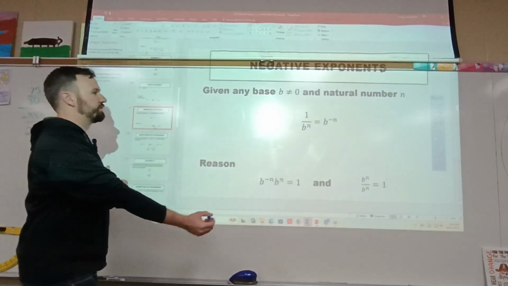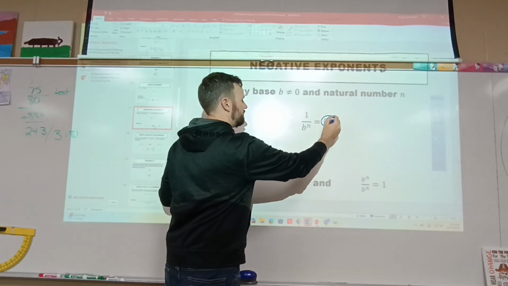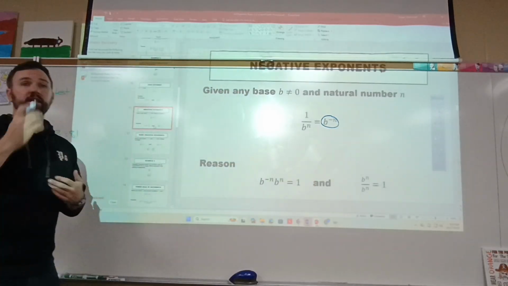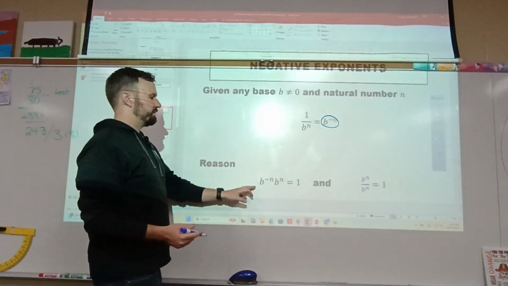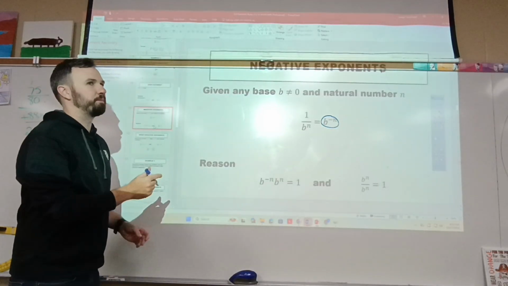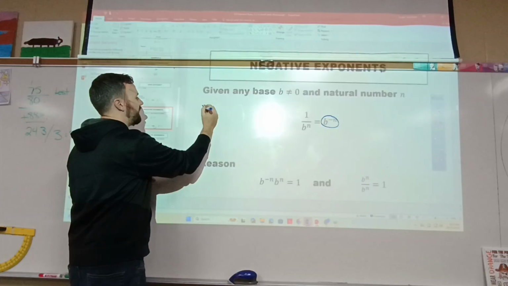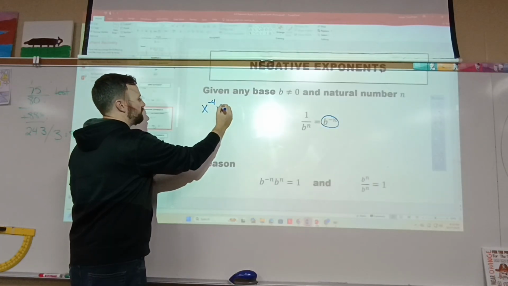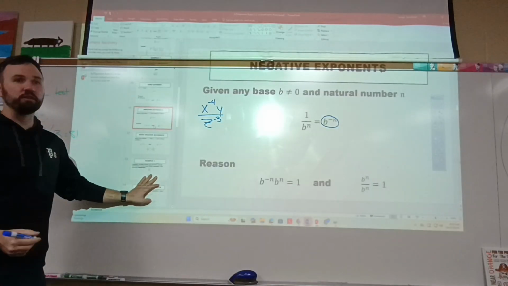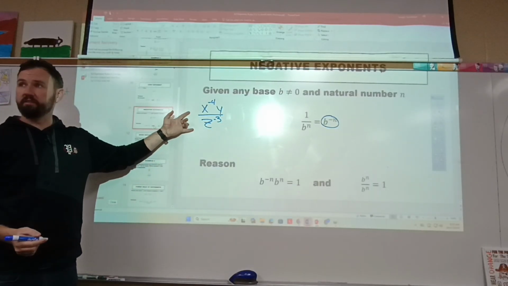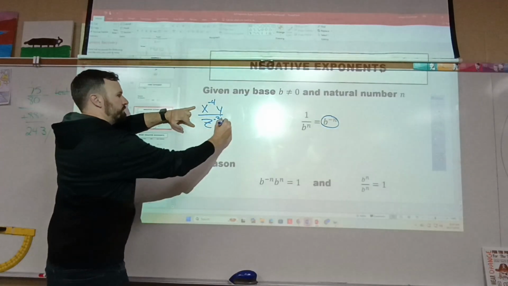What do I do with a negative exponent? You flip it and it becomes positive. This rule is going to come up later, but I'll just give you a reminder. If I have x to the negative 4th times y over z to the negative 3, what can I do to make those all positive? What do I do with all the negatives? You flip them.